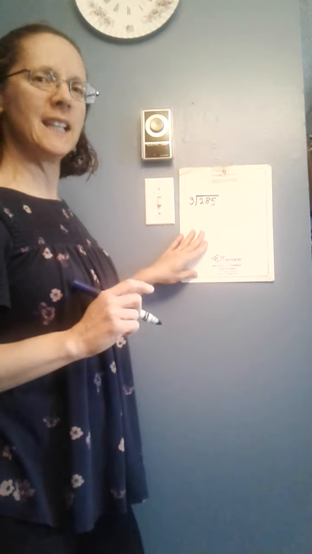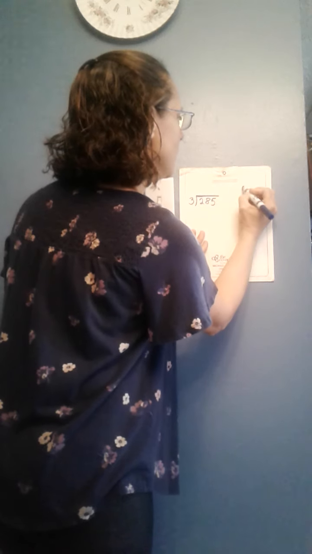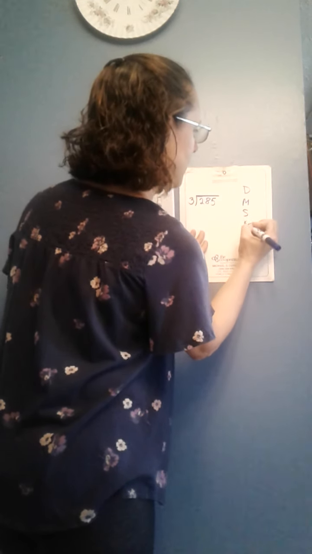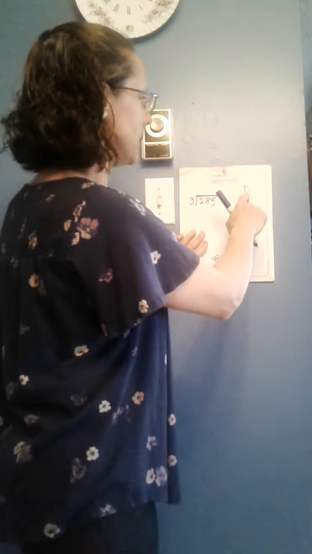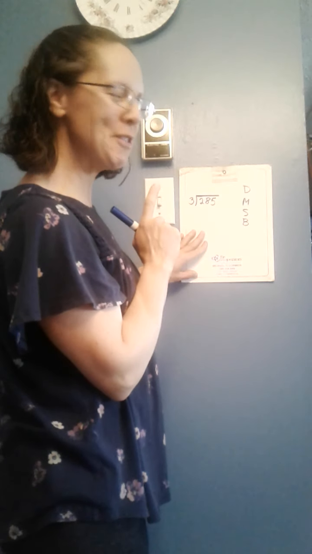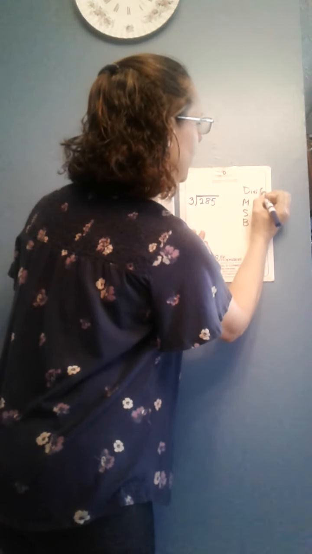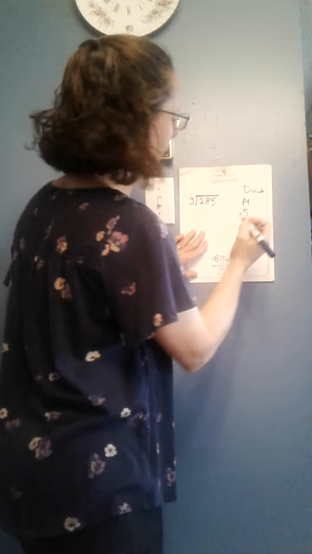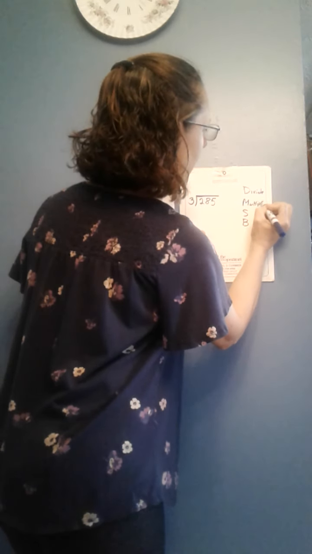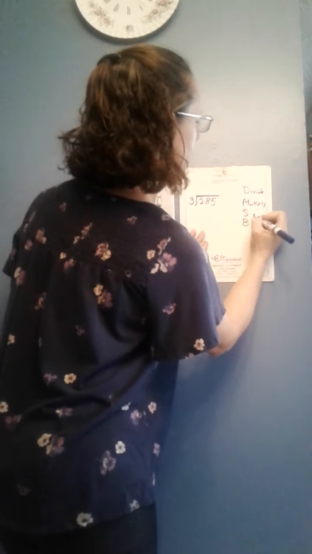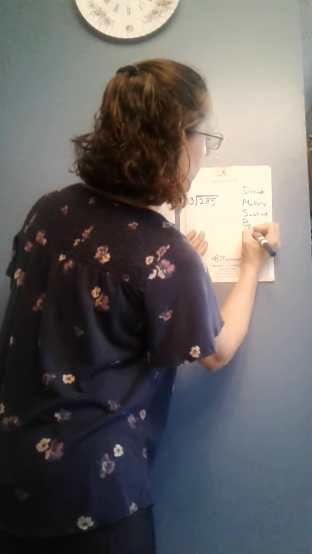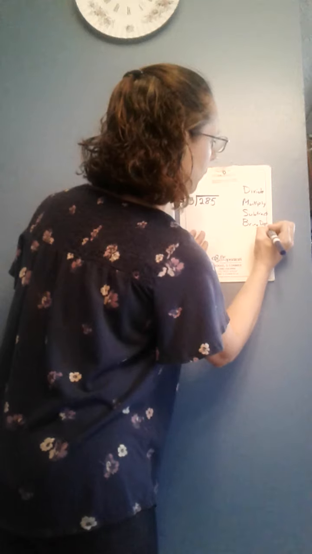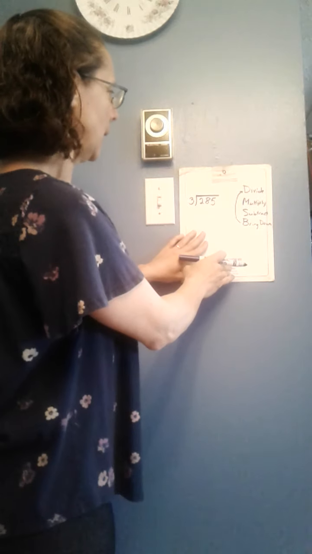So if you remember the funny little sentence we had for the steps, it was Dracula must suck blood. But the important part to remember is the math words that go with that. So D stands for, you try to say it before I do, D stands for divide. M stands for multiply. S stands for subtract. And B stands for bring down. And remember, then you go back and repeat the steps until you can't bring down anything anymore.